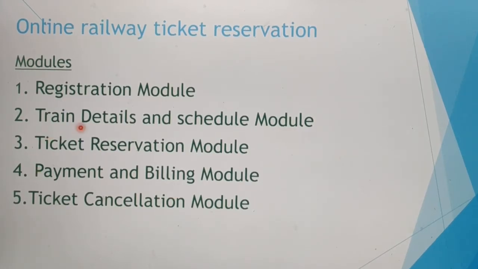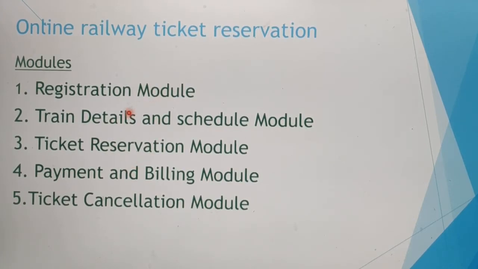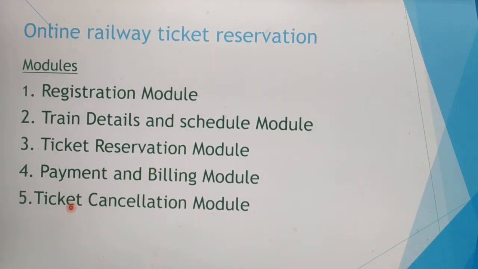Our modules are registration module, train details and schedule module. Third one is ticket reservation module. Fourth one is payment and billing, and fifth one is ticket cancellation. The user and a programmer should know all these main 5 functionalities of this railway ticket reservation. But they no need to worry about how each and every line of the code is written and how every module is going to be implemented. In this example, all these 5 modules are considered abstractions of this project.